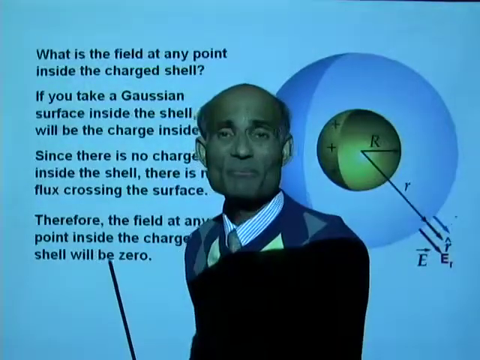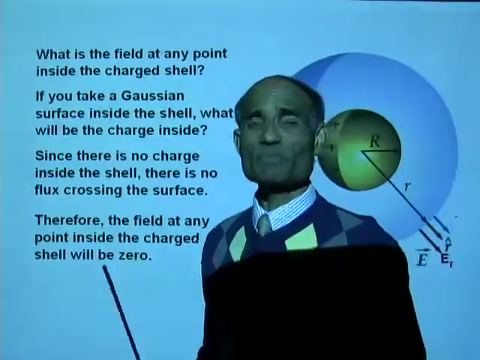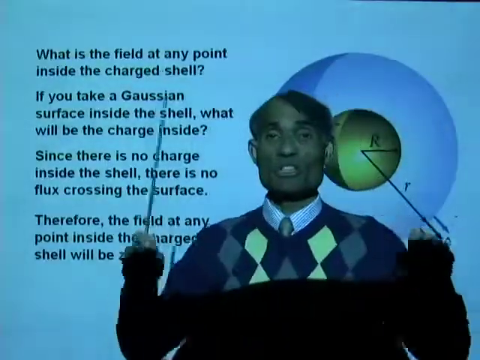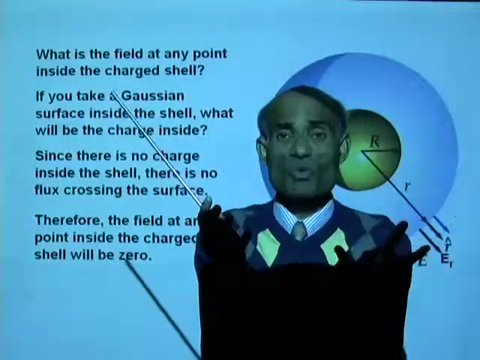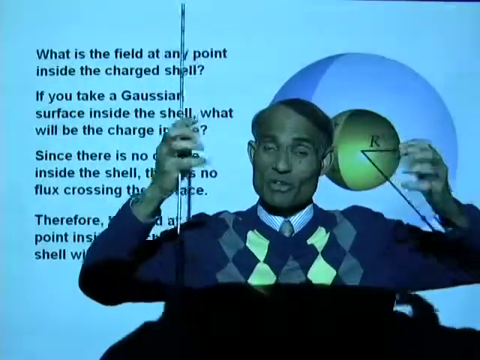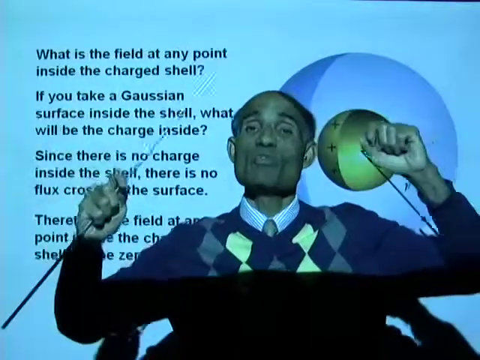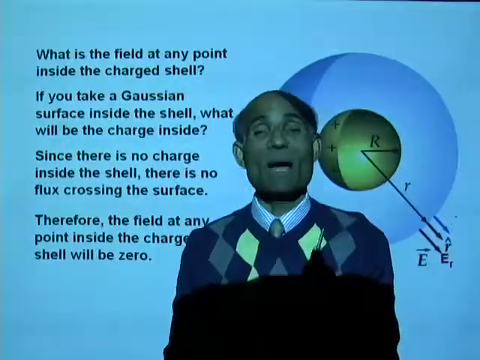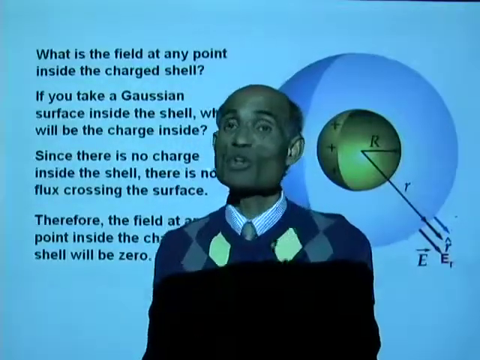Can you believe that? In fact, many scientists refused to believe this. It was a scientist called Faraday who first proposed this. He said if you take a shell and give it any amount of charge you want, there will be electric field on its surface, there will be electric field outside the shell, but there will be no electric field at any point inside. And many scientists refused to believe it. So you know what he did?